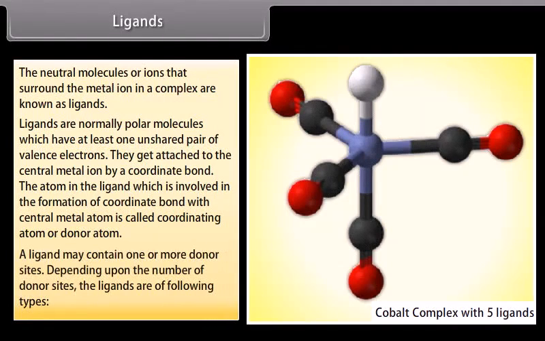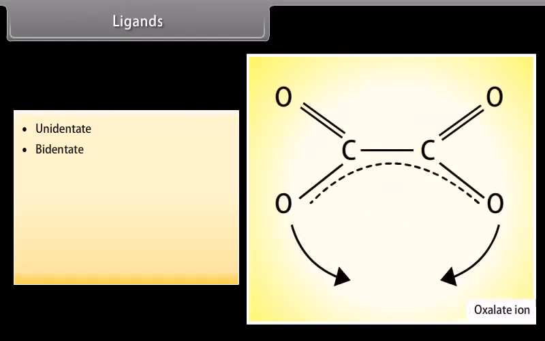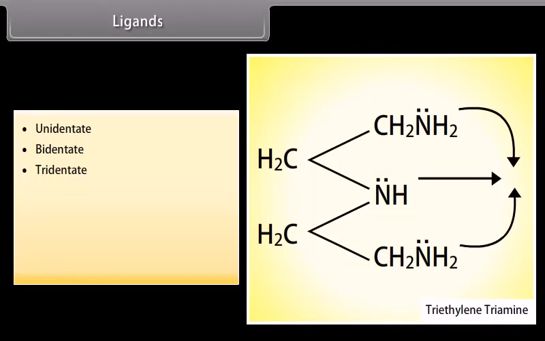A ligand may contain one or more donor sites. Depending upon the number of donor sites, the ligands are of the following types. Unidentate, with one donor site, for example, carbonate ion. Bidentate, with two donor sites, for example, oxalate ion. Tridentate, with three donor sites, for example, triethylene triamine.